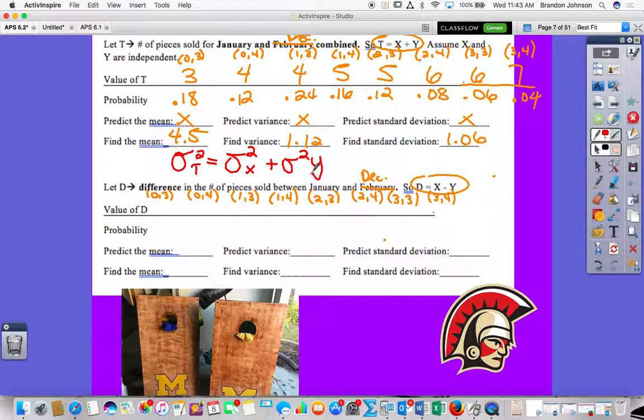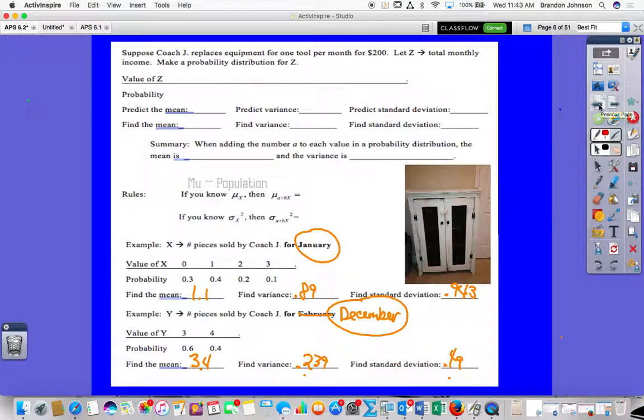You say, Coach, what the heck is going on? Come back with me for just a second. Just square them both and add them. If I square the standard deviation, what am I getting? Variance, right? So if I get my standard deviation and square it, I get 0.89 and 0.239. Would you agree with that? Okay, so watch this.